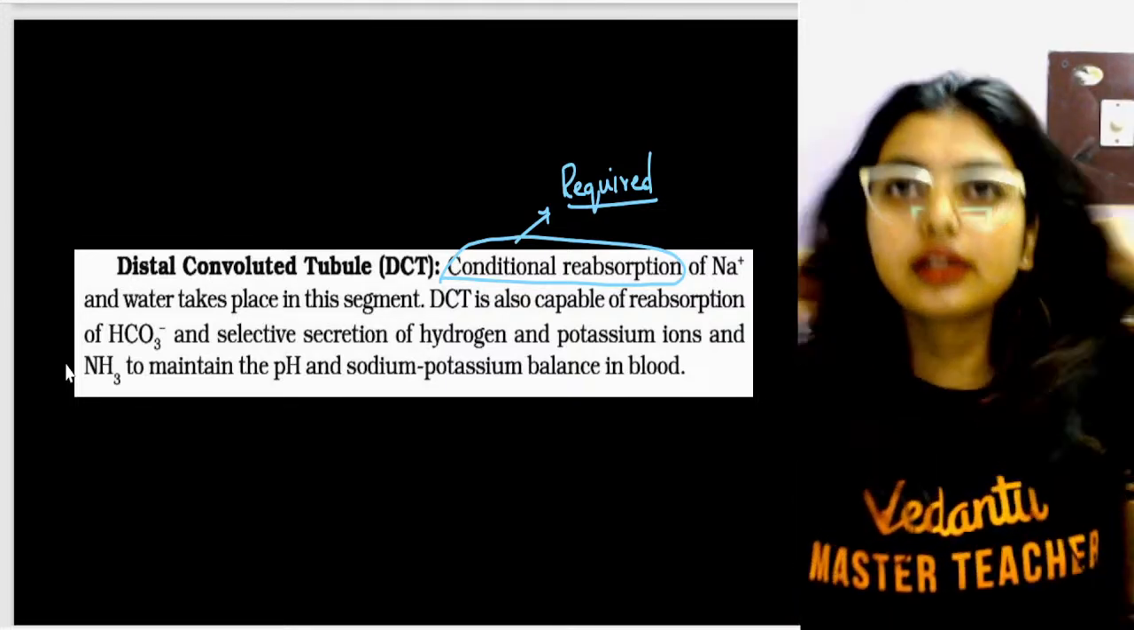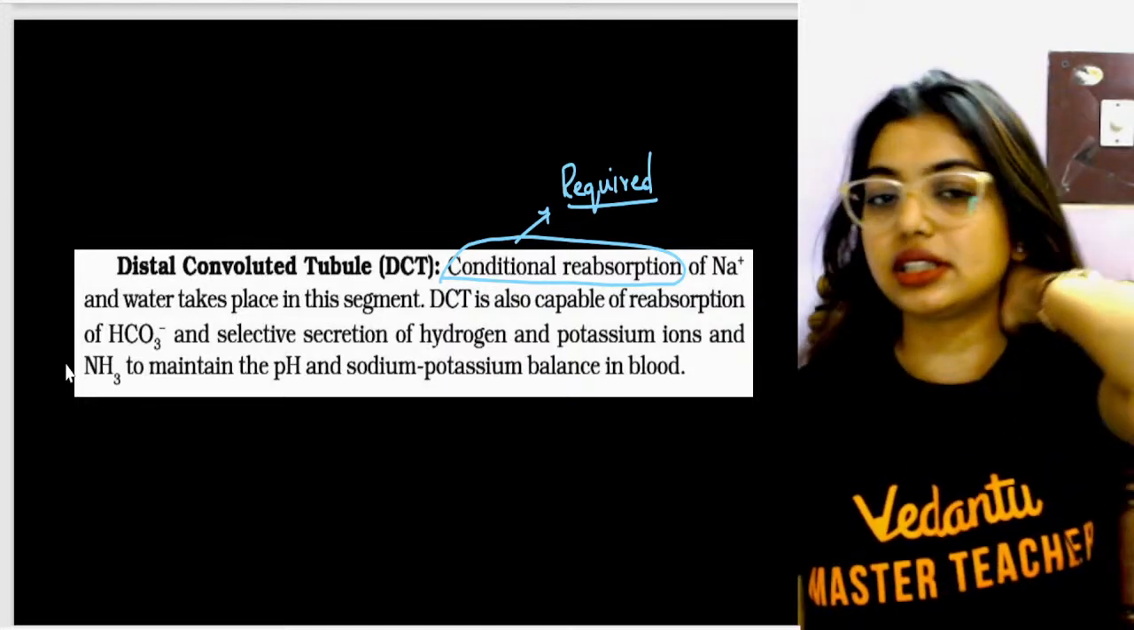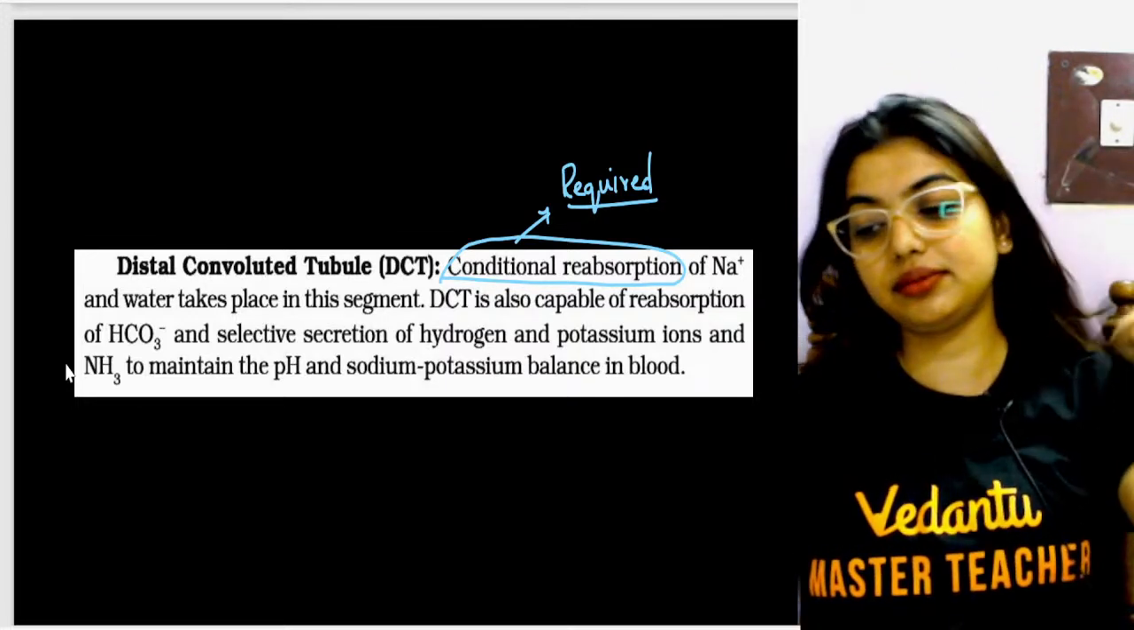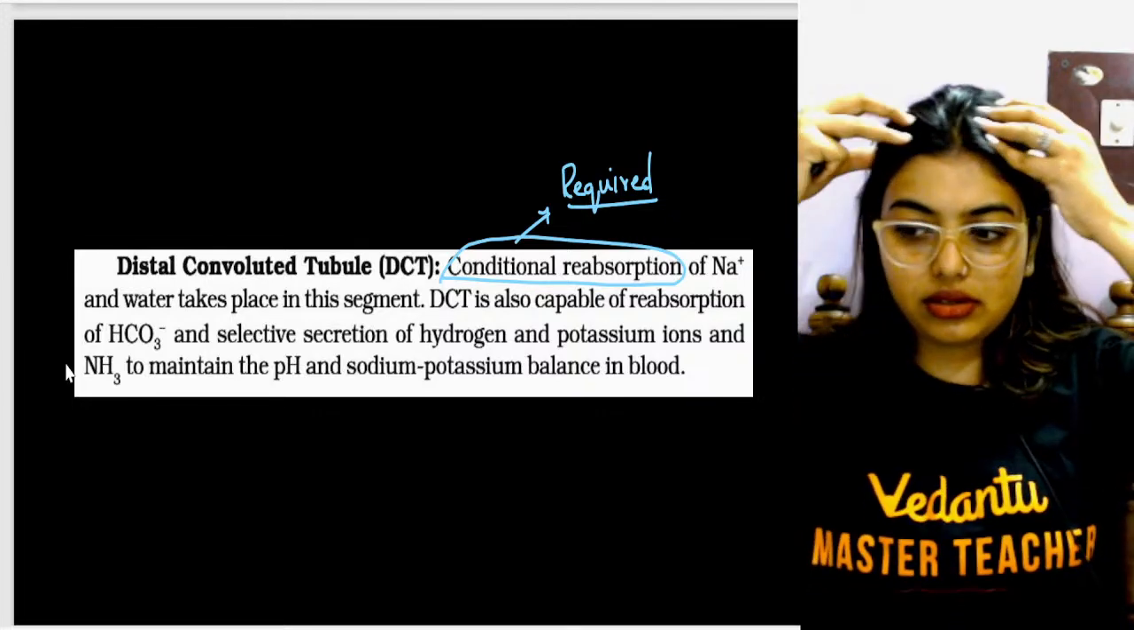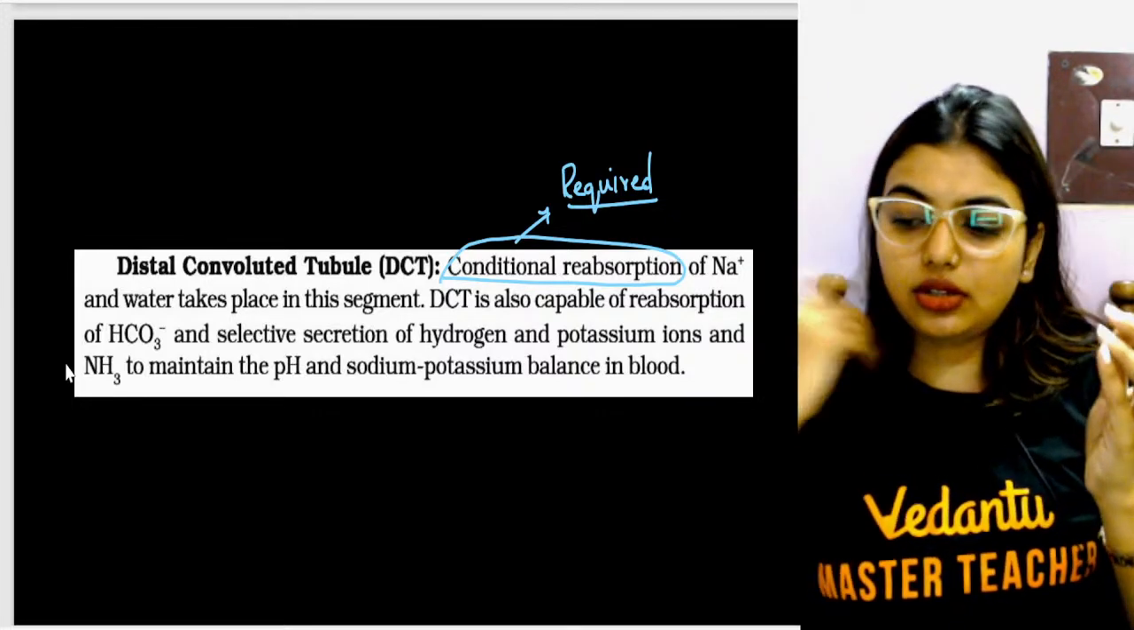One second, students. Okay. Because this neck is paining, upon that hair also will cause the pain. Okay, yeah. Chalo.